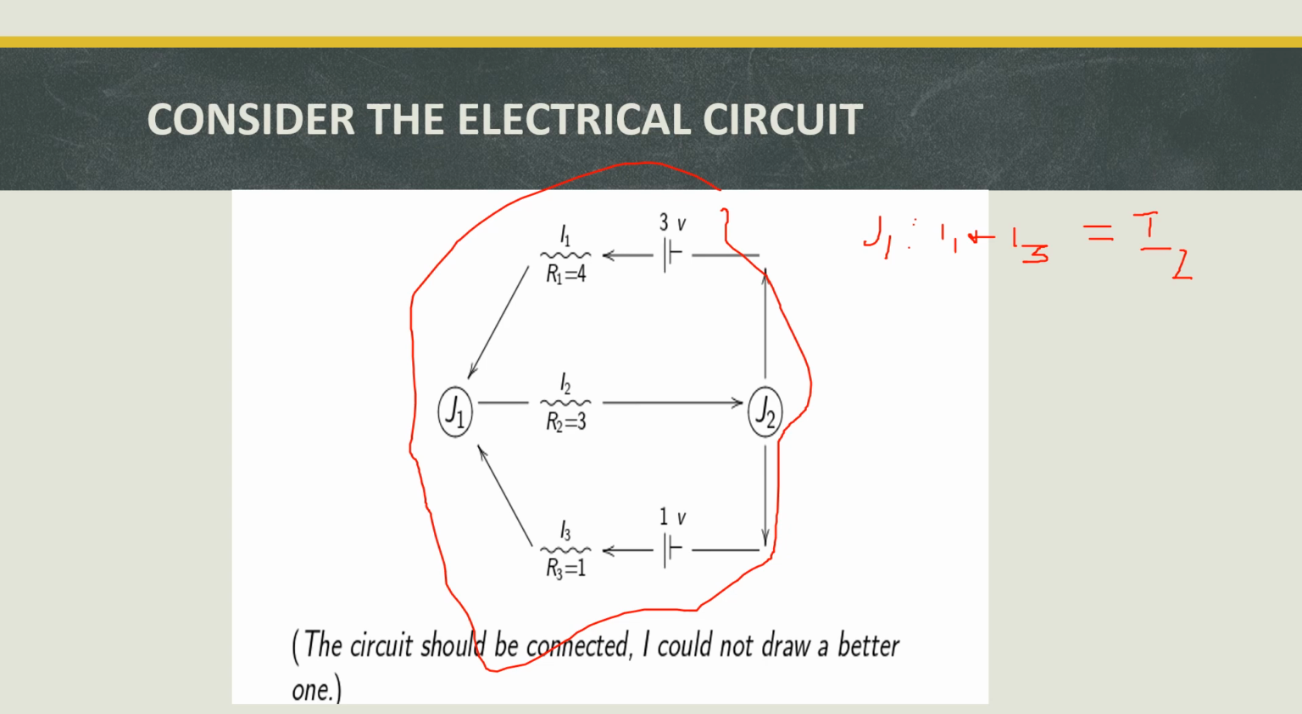As you have noticed, the equation of junction 2 is just the same as the equation of junction 1, because the current 2 is moving towards junction 2 and the current 1 and current 3 are moving away from junction 2. So it's just the same as junction 1. And let's also get the equation number 2 from this network image.